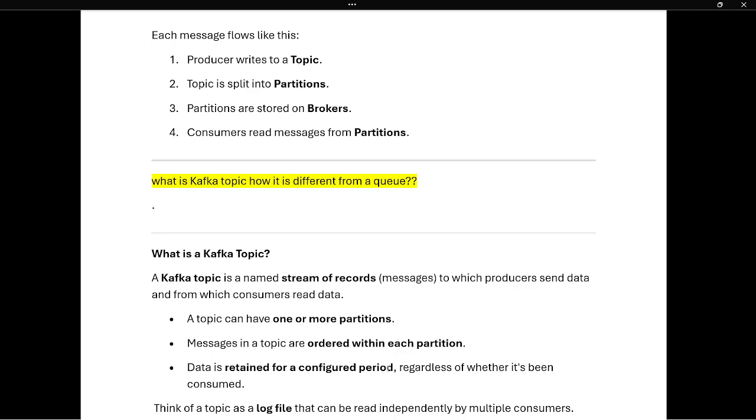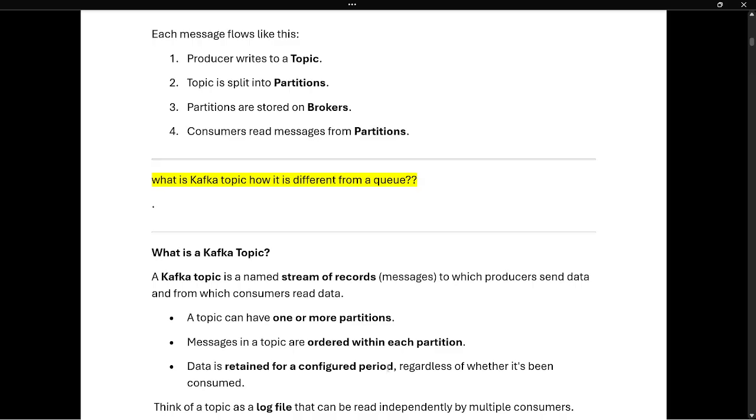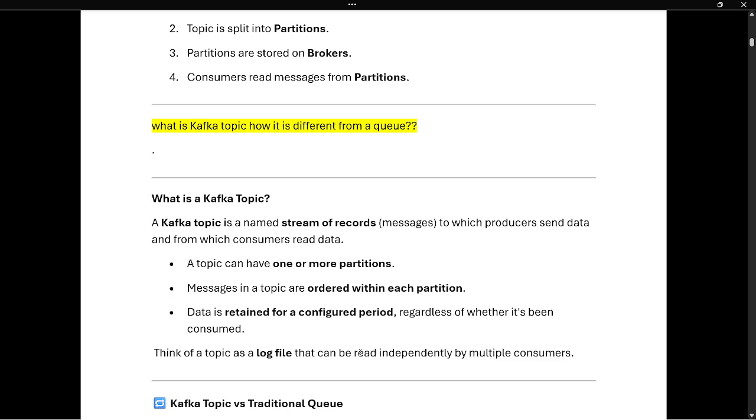Data is retained for a configurable period. We have the option to configure the retention policy, so data is not lost after a consumer reads it, and we can decide how long the data is retained. But this was not the case in our earlier, old queue systems. Once the consumer consumed the data, it was lost. You can't retain the data. That was the disadvantage there. So a topic is a log file that can be read independently by multiple consumers.